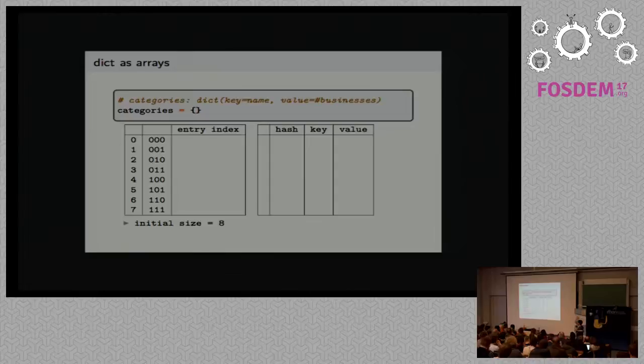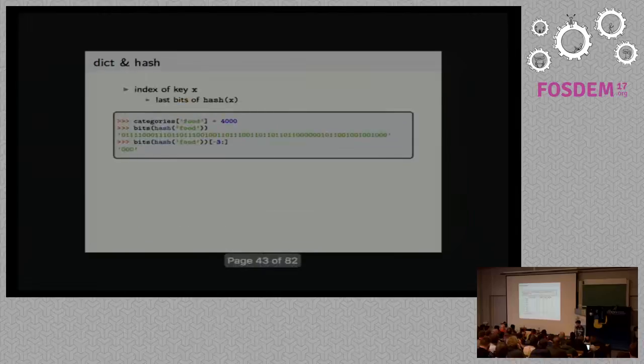Each element in the entries table is a structure containing the hash of the object, the key, and its value. The indices table on the left just contains an integer that maps to an entry in the entries table. On the left, I've represented the indices in base 10 and base 2, which is going to help us in the following slides. When you create an empty dictionary, the indices table gets created with an initial size of 8. So even though your dictionary is empty, it takes some space.